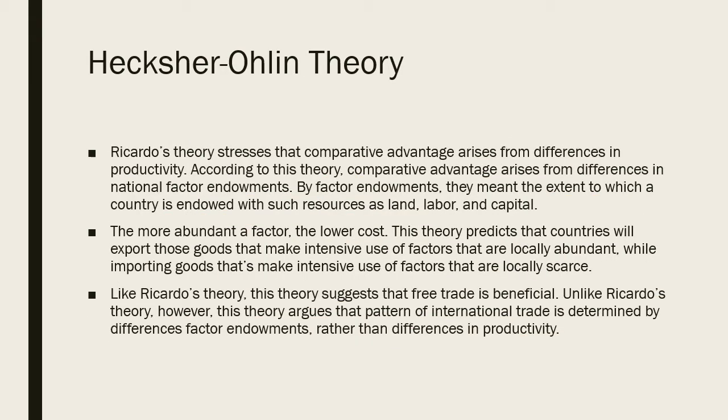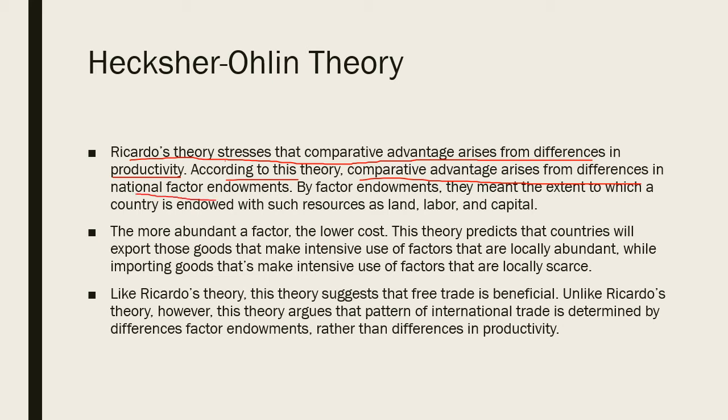Next, Heckscher-Ohlin theory. Ricardo's theory stresses that comparative advantage arises from differences in productivity. Obviously, if you are more efficient in producing, then you should export, and if you are less efficient in producing a particular product, then you should import it from another country where they are efficient in producing it. Okay. According to this theory, comparative advantage arises from differences in national factor endowments.